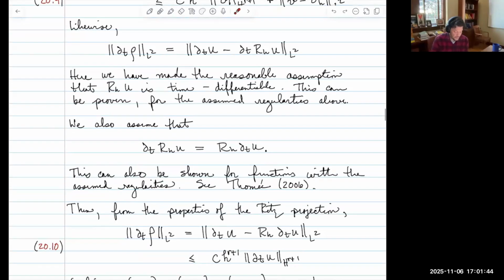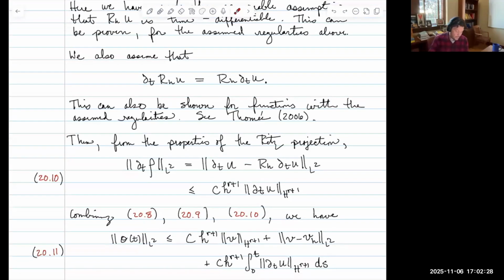We're also going to assume that I can interchange these two operators. This is an operator called the weak time derivative, and this operator here is the Ritz projection. I'm going to assume that I can interchange the Ritz projection with the time derivative. That seems reasonable. And in fact, if you go to the reference Thomée, which I put in the references section on our Canvas site, which is where I'm drawing this material from, you can show that the regularities that we've assumed allow us to do this interchange. So now I'm going to do that interchange in this term and this term here.